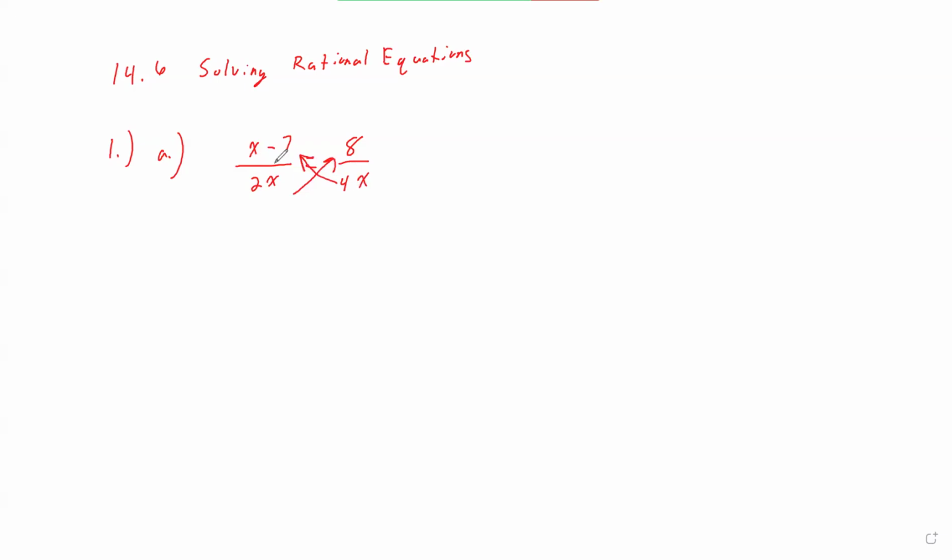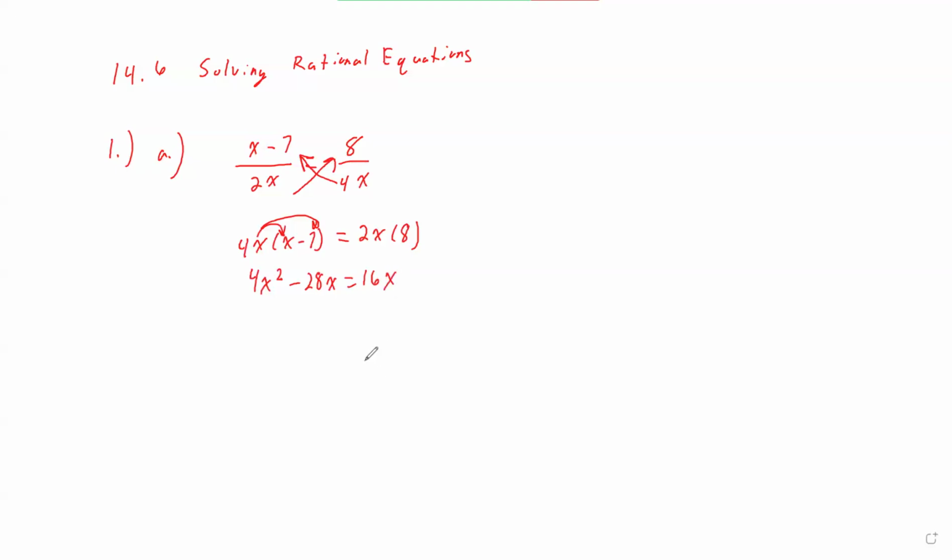So I'm going to do 4x times (x minus 7). So it's going to look like this, equals 2x times 8. What you put in parentheses doesn't matter. I'm just showing you that it's multiplication. So now I'm going to distribute. 4x times x is 4x squared. 4x times negative 7 is going to give us negative 28x. And then 2x times 8 is 16x.